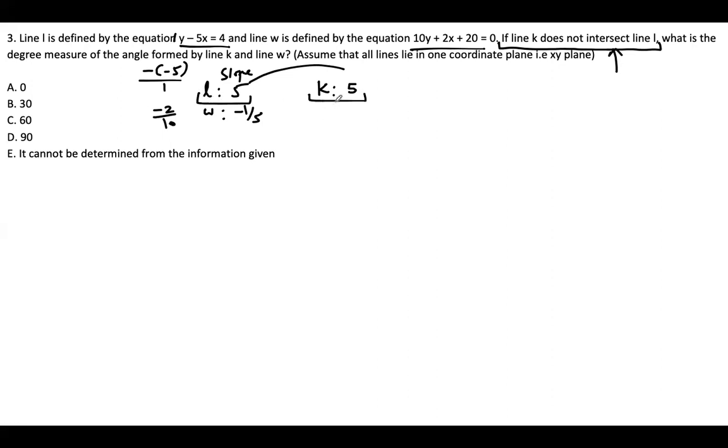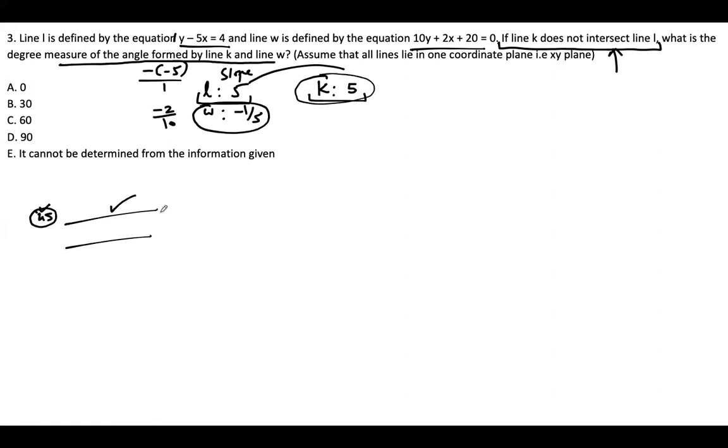What is the degree measure of the angle formed by line K and line W? See, we only know that the angle could be, I do not know whether it could be 45, but the only case we are dealing with right now is whether the lines are parallel or perpendicular. So you just need to check whether these 2 lines, K and W, are perpendicular to each other.